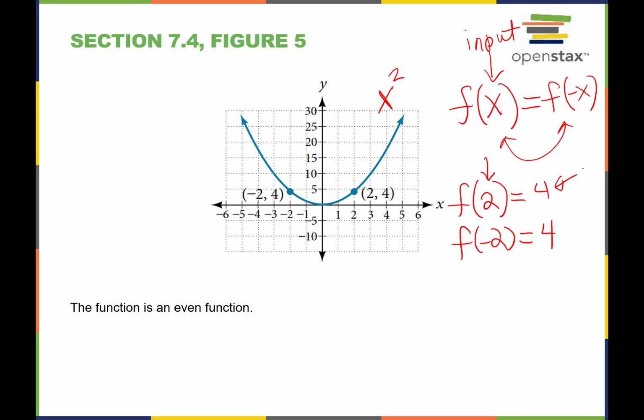So if I start off with an input of 2 and I get out 4, here's my output. And then I switch the sign of my input, I'm still going to get out the same output. So an even function is if you switch the sign of your input, you're still going to get out the same y values or the same outputs.